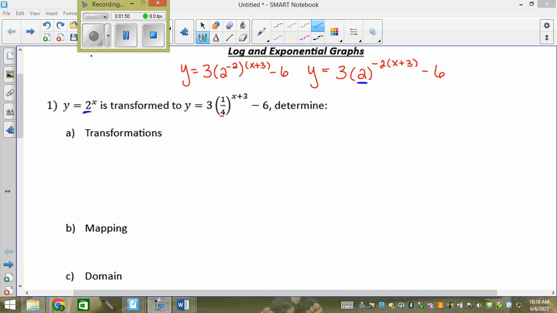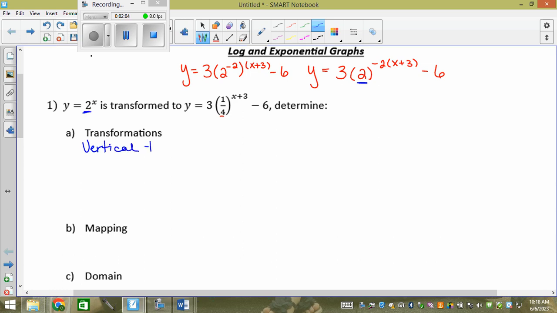So our transformations, we're going from y equals 2 to the x to that one. So we have a vertical stretch. Which order do we have to go in every time? Stretch, reflect, translate. So we have a vertical stretch by a factor of what? Of 3 above the x-axis.